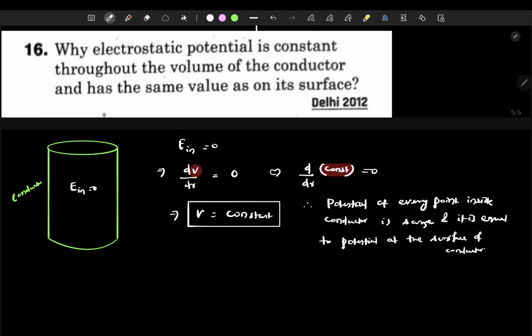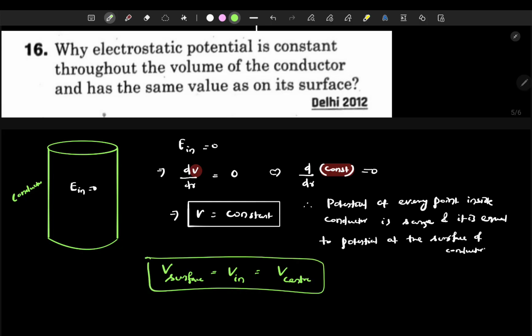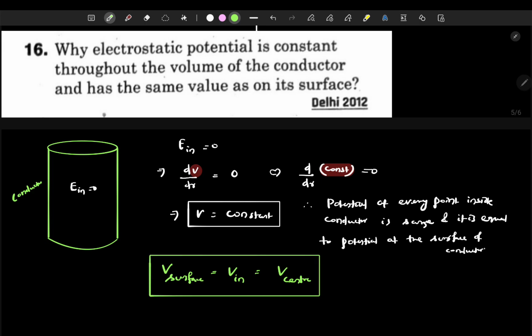So remember one thing. In this case V surface is equal to V inside is equal to V center, all are equal in this case. Yes, all have the same value. Potential at the surface of the conductor, potential inside the conductor, and potential at the center of the conductor are the same. So this is about your question number 16. Next come to question number 17.